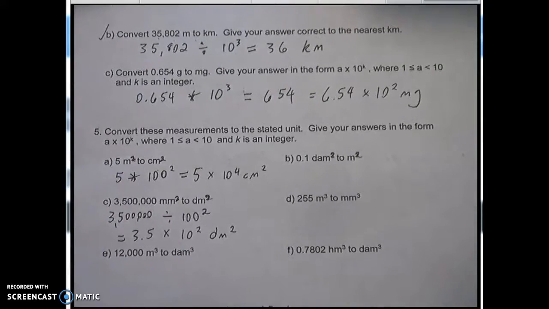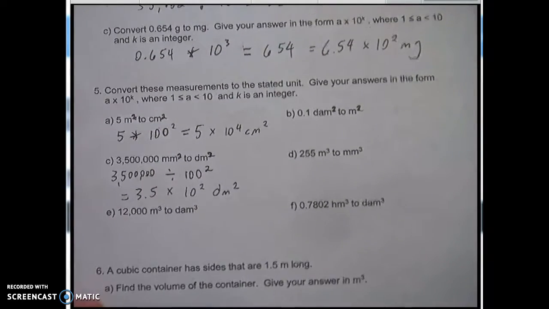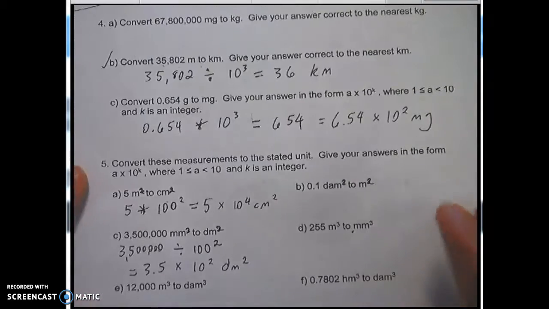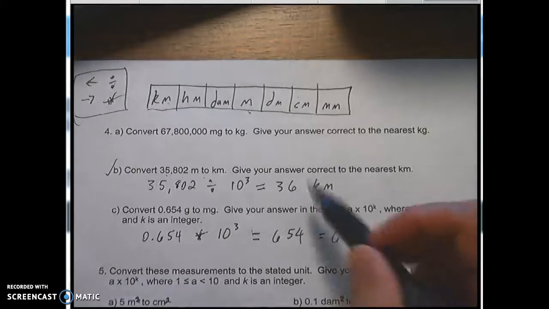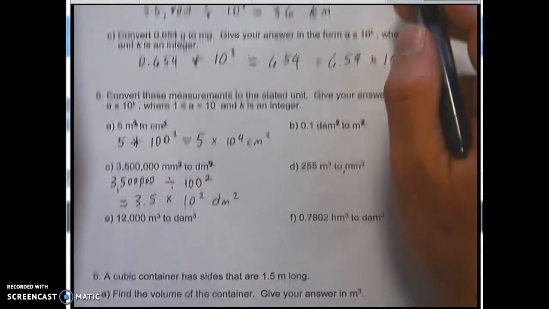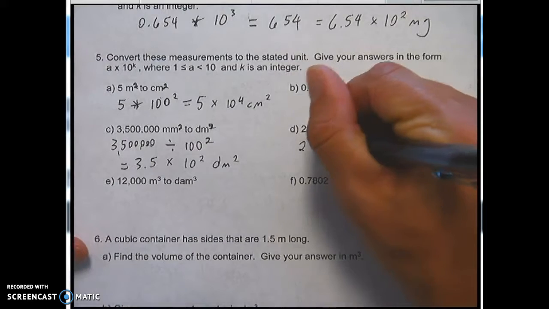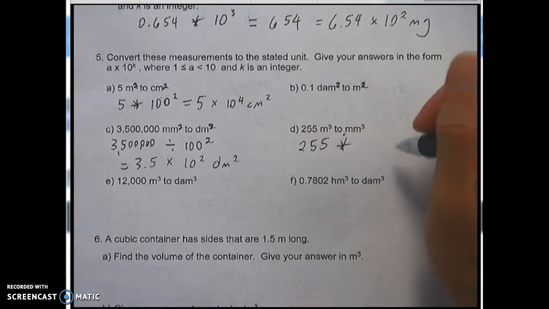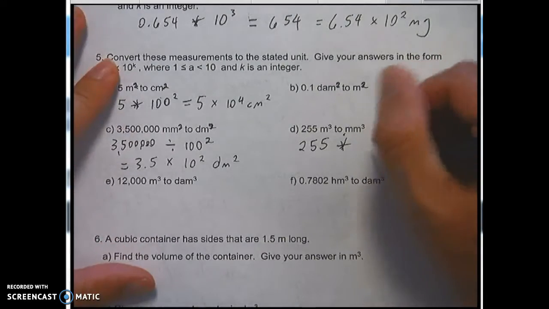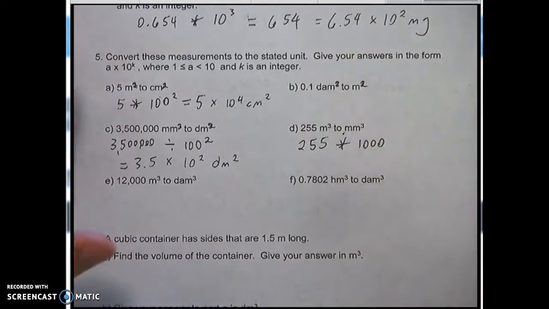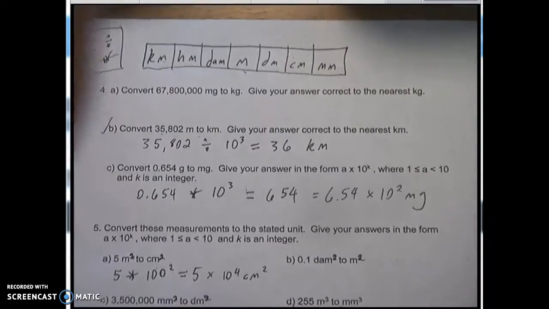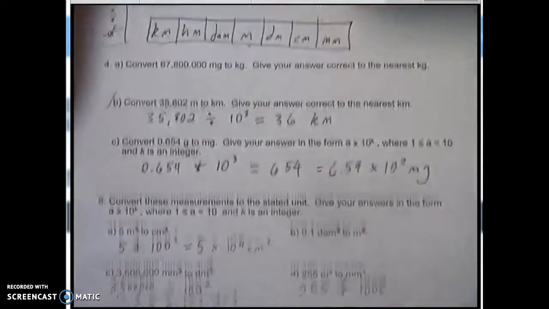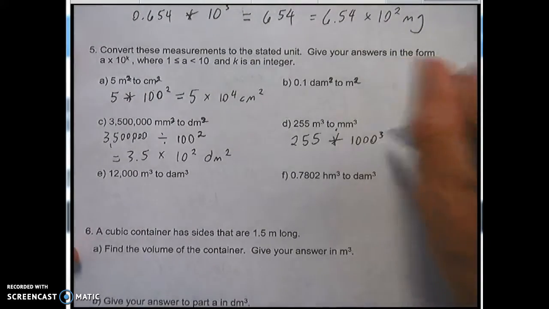Alright, let's just do 2 more, then we'll be done. Let's do cubic units here. Let's move from meters to millimeters. So meters to millimeters is to the right. So I know I'm going to take that 255, I'm going to multiply it. And what I'm going to multiply it by is not 10 or 100, it's 1,000 now, because we're in cubic units. And moving from meters to millimeters is 1, 2, 3. So I'm going to do 1,000 cubed.